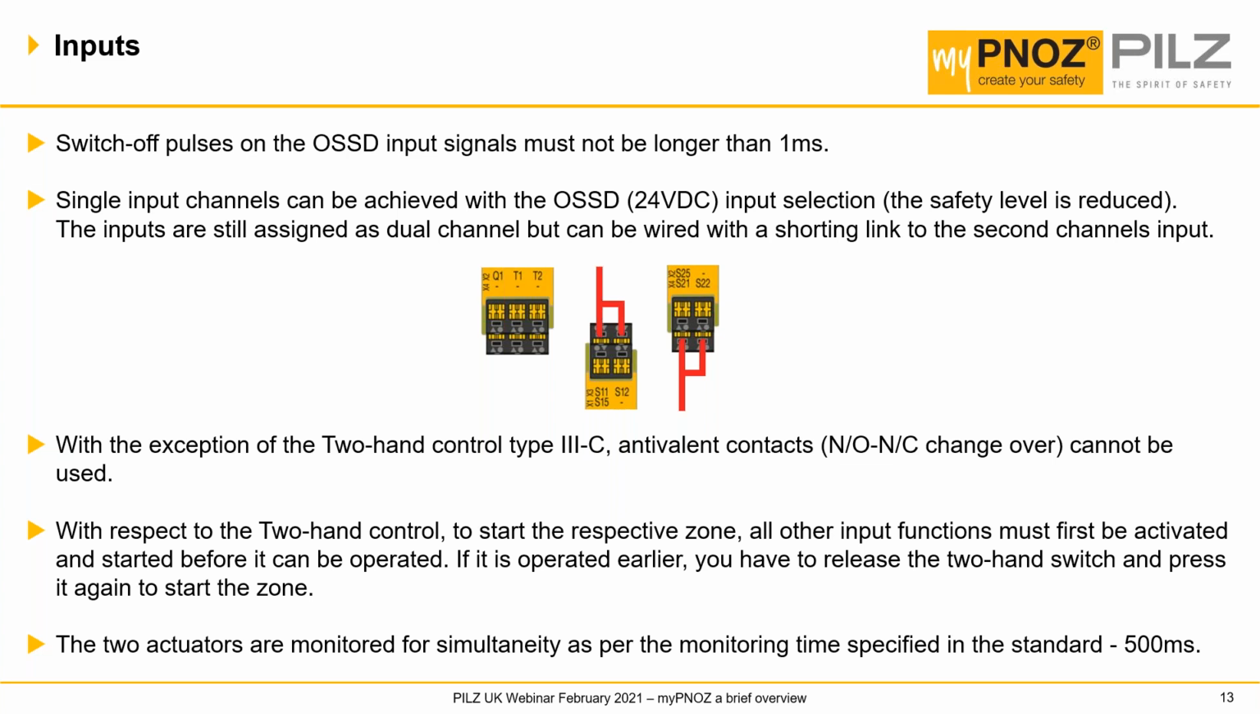With the exception of a two-handed control type 3C, anti-valent contacts, or in other words, normally open, normally closed changeover, cannot be used. With two-handed controls, the other inputs on the zone must be activated before the two-hand control is operated. Otherwise, the two-handed control will have to be released and re-operated before it is activated and starts the zone. According to the standards, the two-handed actuators are monitored for similarity, the time that both inputs have to be the same, within 500 milliseconds of each other.